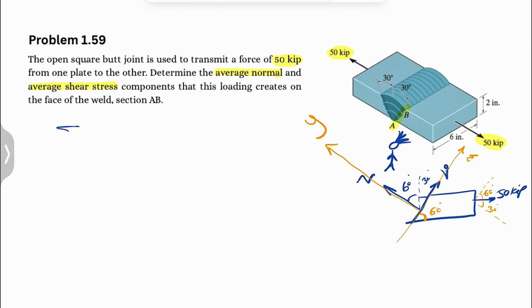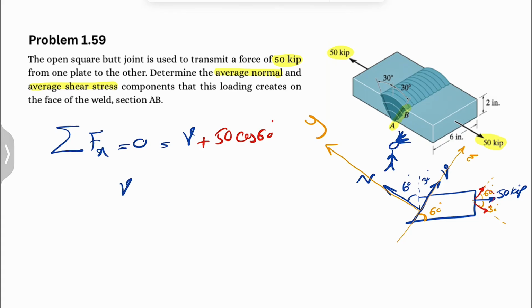Alright, so let's start with sum of all forces in x equals 0. We basically have our V, which is positive, and we have the x component of the 50 kip. I'm just going to resolve it here. So this is going to be the x component, and this is going to be the y component. So the x component, as we can see, is also positive 50. It's going to be cosine of 60 or sine of 30 degrees.